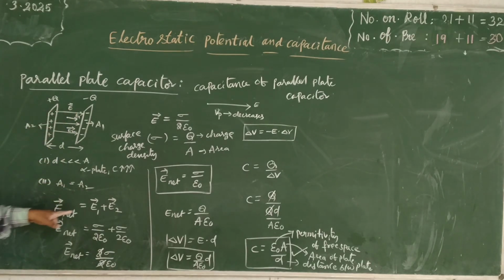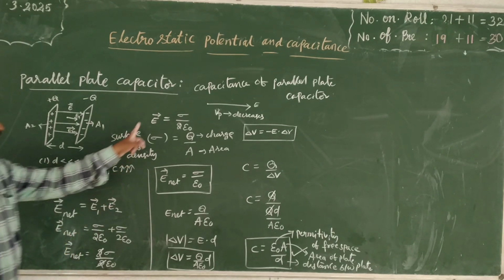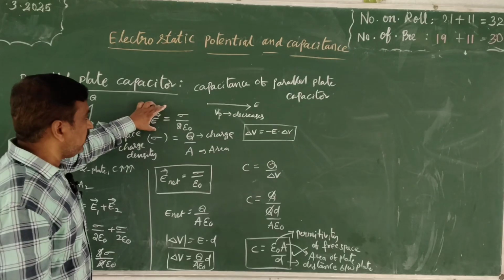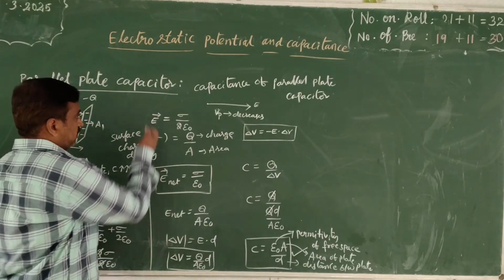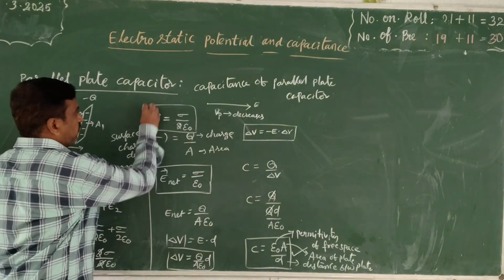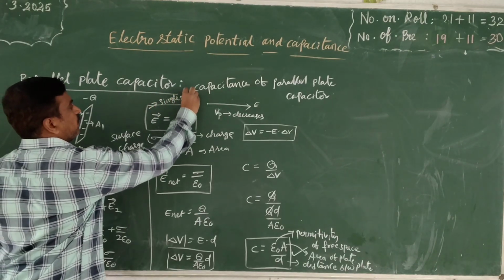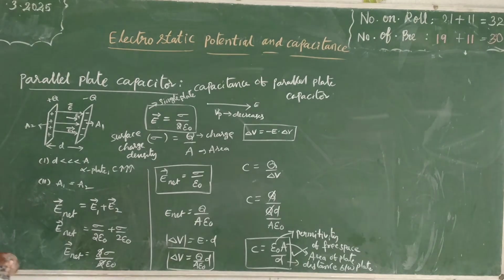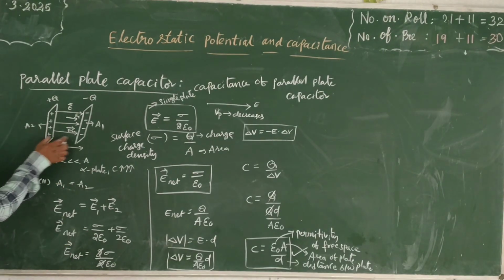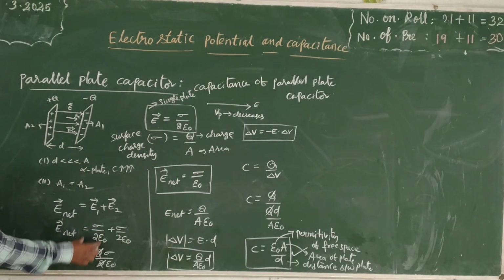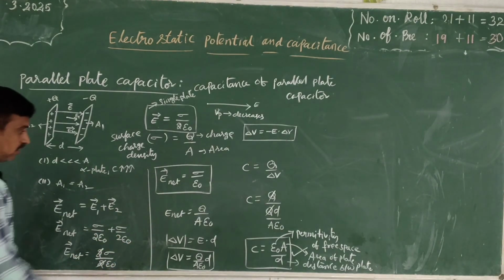So net electric field equal to what? E1 plus E2. E net is the electric field due to an infinite plane sheet. This is the formula for a single plate, an infinite plane sheet, sigma by 2 epsilon naught. We take this single and this single separately: sigma by 2 epsilon naught, sigma by 2 epsilon naught. Together we take 2 sigma by 2 epsilon naught, the 2 cancels, giving sigma by epsilon naught.